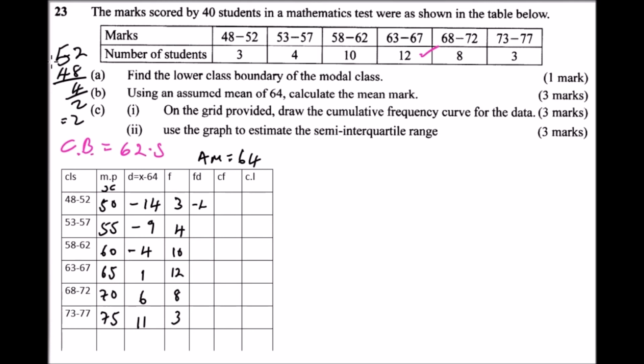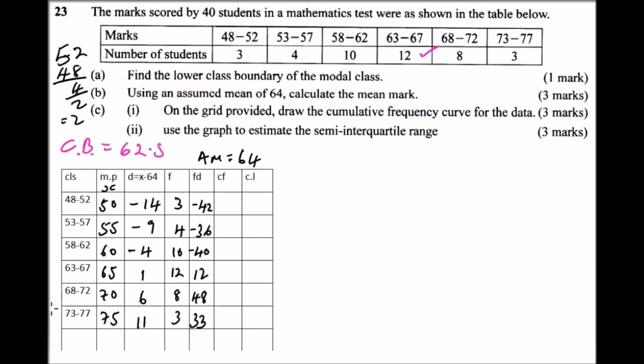Then we multiply the frequency times the deviation, that is fd, and this you get is minus 42. This you get minus 36. This you get minus 40. Here you get 12. Then here you multiply, you get 48. And here you find it is 33.